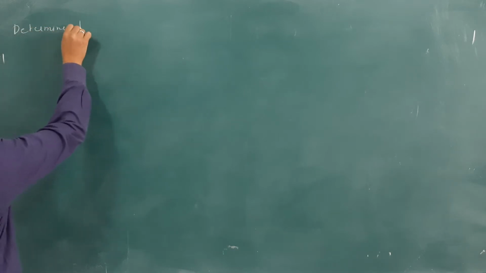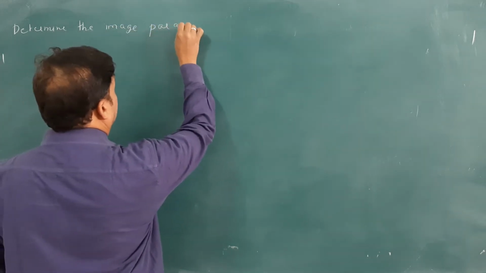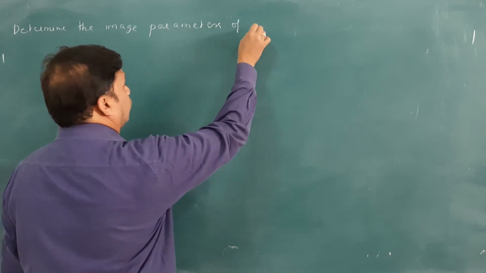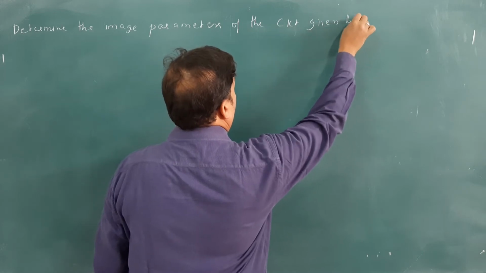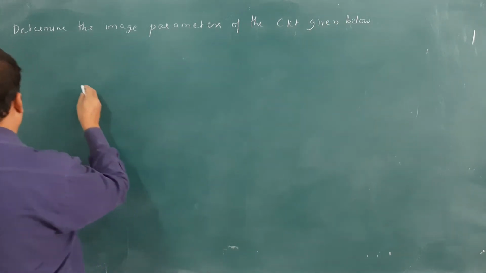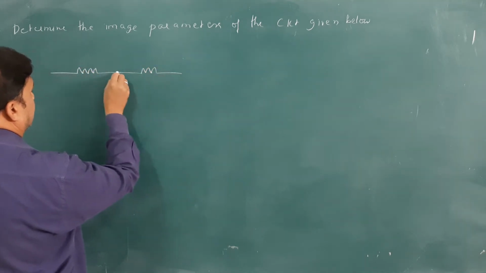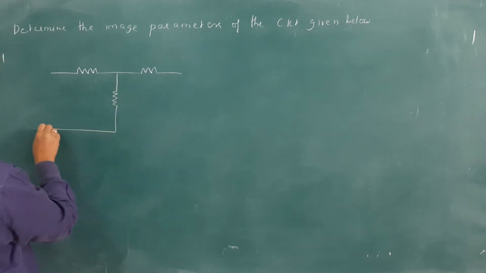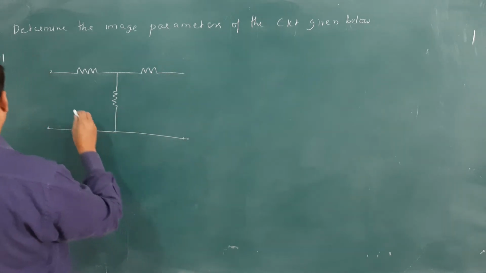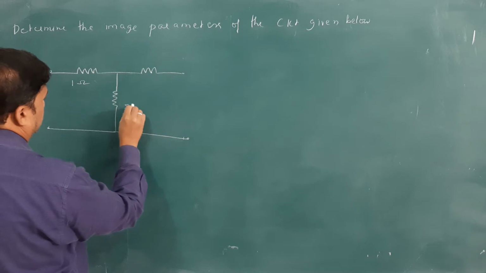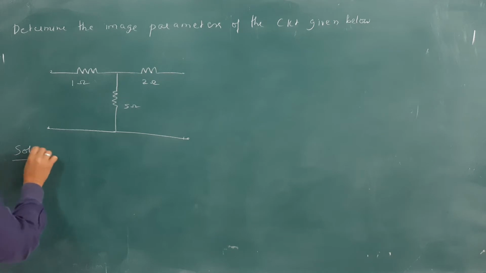Determine the image parameters of the circuit given below. So you have a circuit which is a T network, and you can see that it has resistors placed in the form of a T network. Okay, they are 1 ohm, 5 ohms and 2 ohms respectively. So the solution for it is how to proceed.